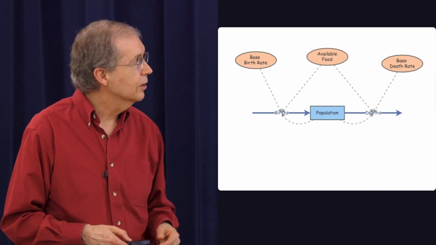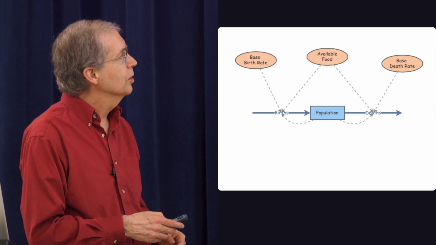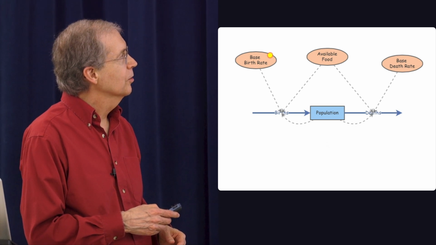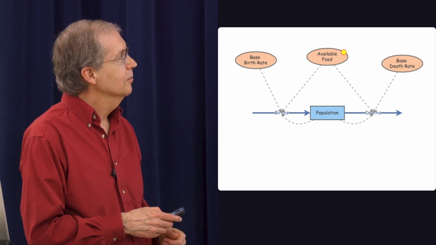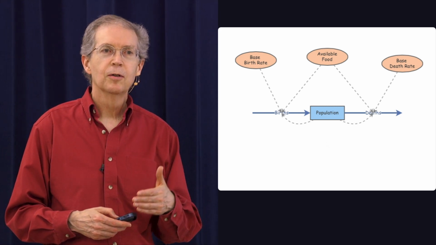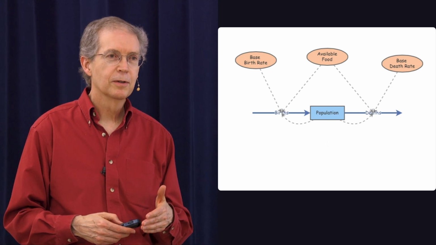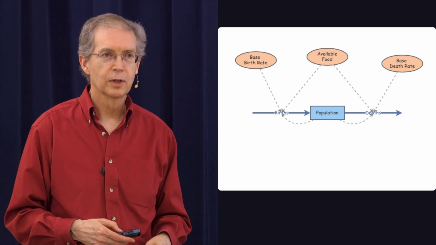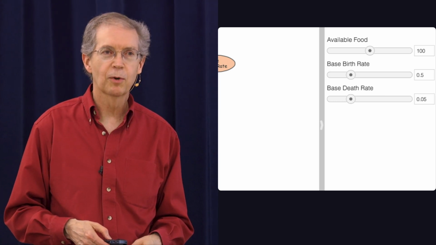So what's going on here is that I've got three sort of input parameters, if you will. The base birth rate, the base death rate, and the available food, and I'm measuring food in terms of the number of animals or people or whoever is making up this population could be supported. And since this is a simple model, we just have 100 over here. So think of it as rabbits.